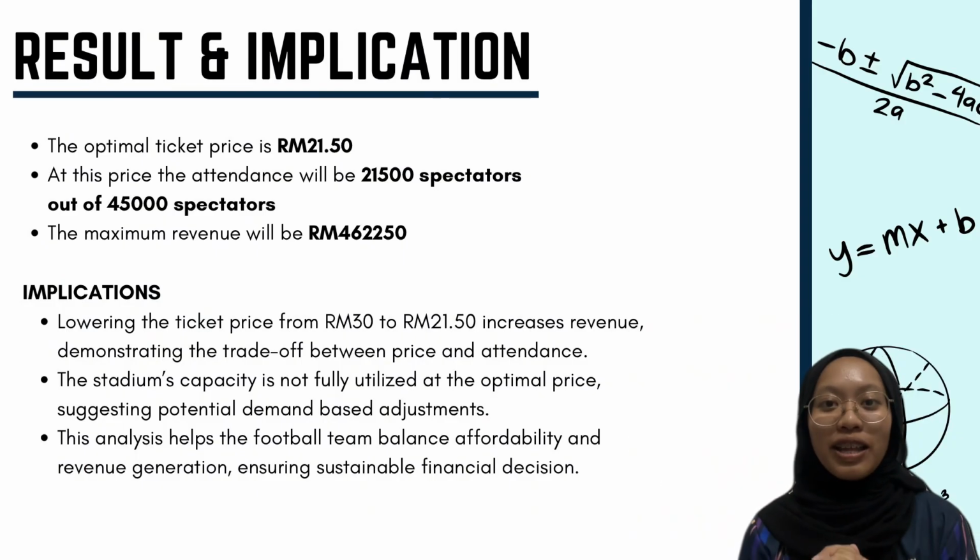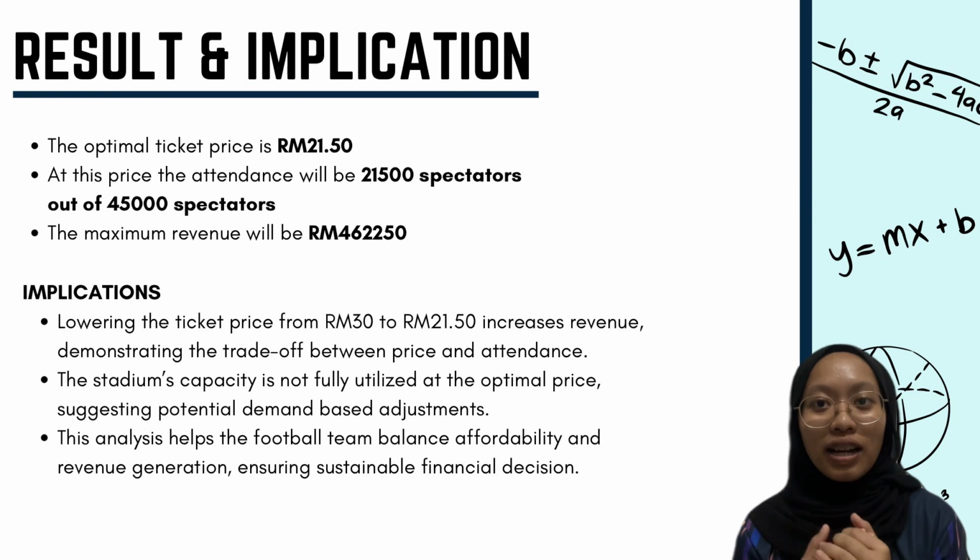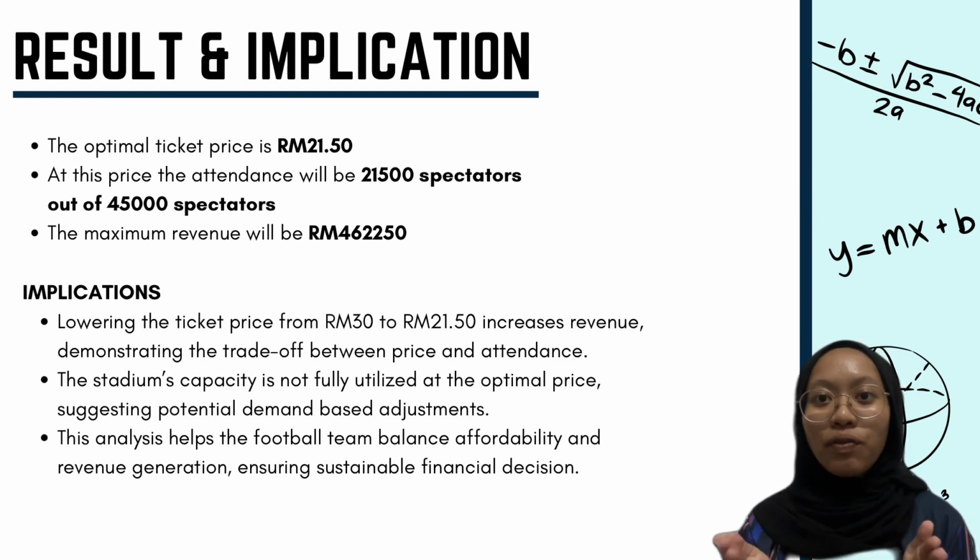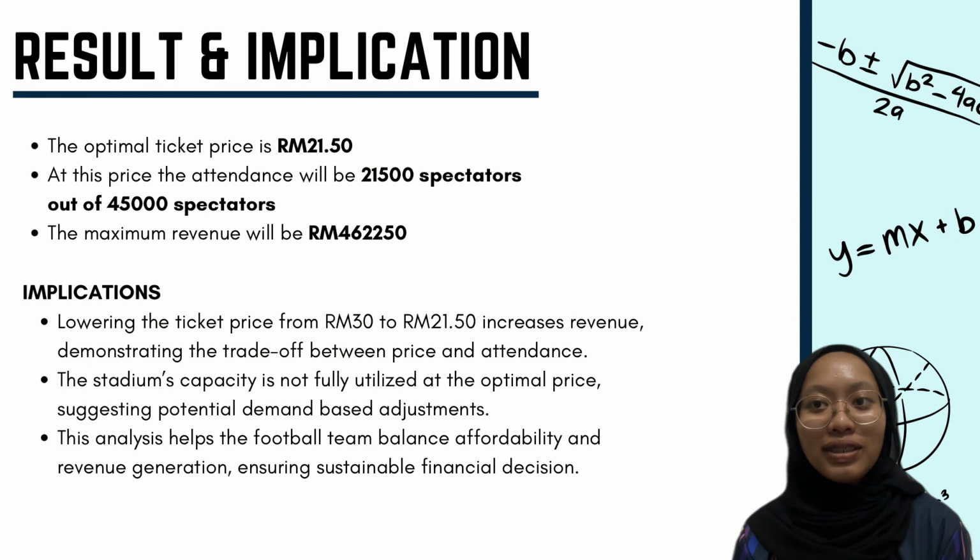For the result and implication, the optimal ticket price that we got from the calculation is 21 ringgit and 50 cents. At this price, the attendance will be 21,500 spectators out of 45,000 spectators in the stadium. So the maximum revenue will be 462,250 based on the 21,500 spectators.